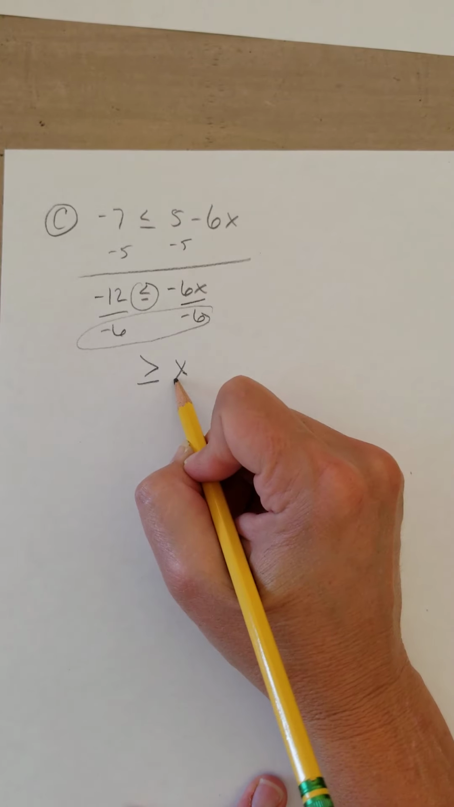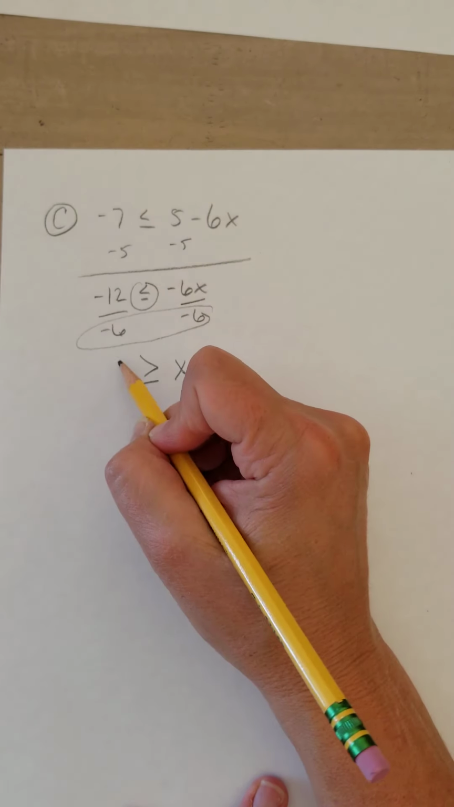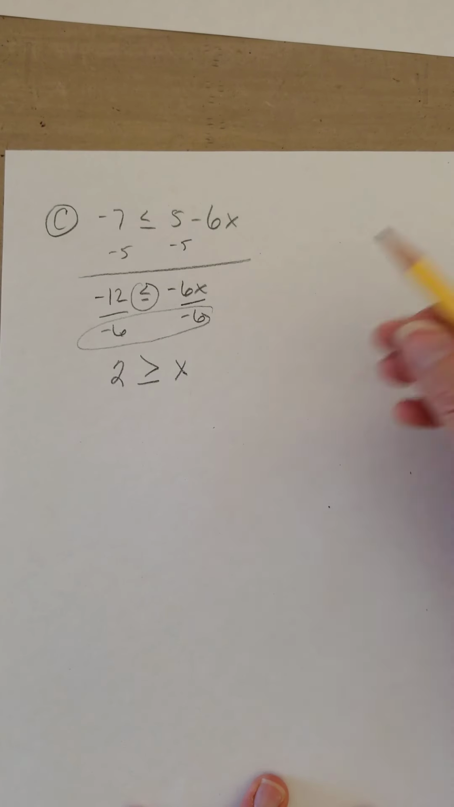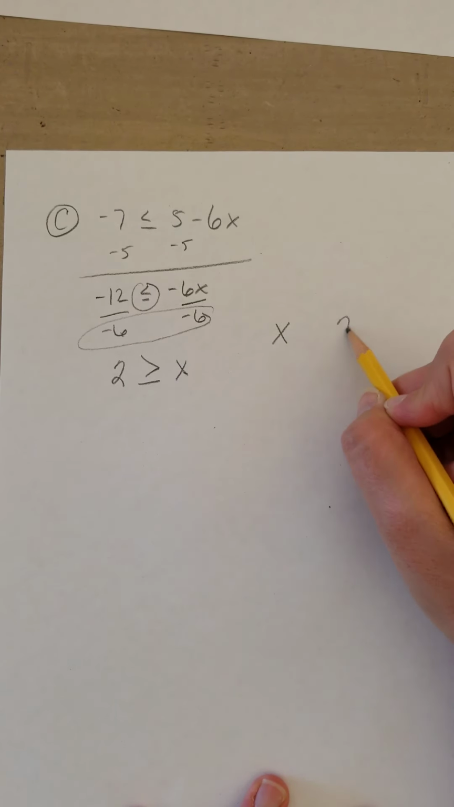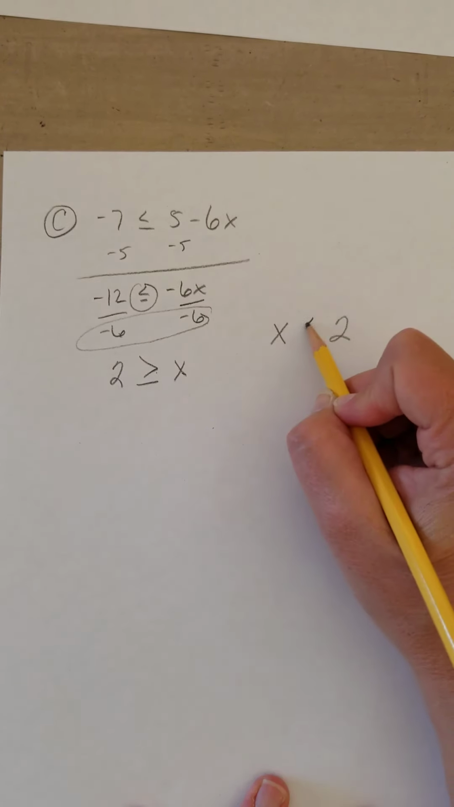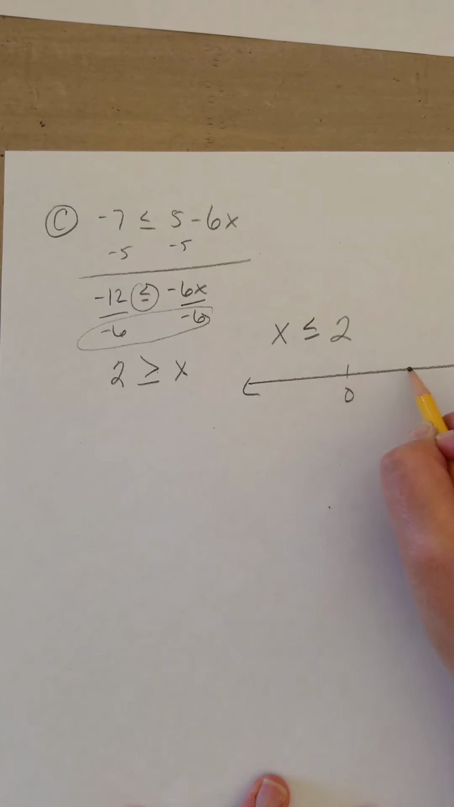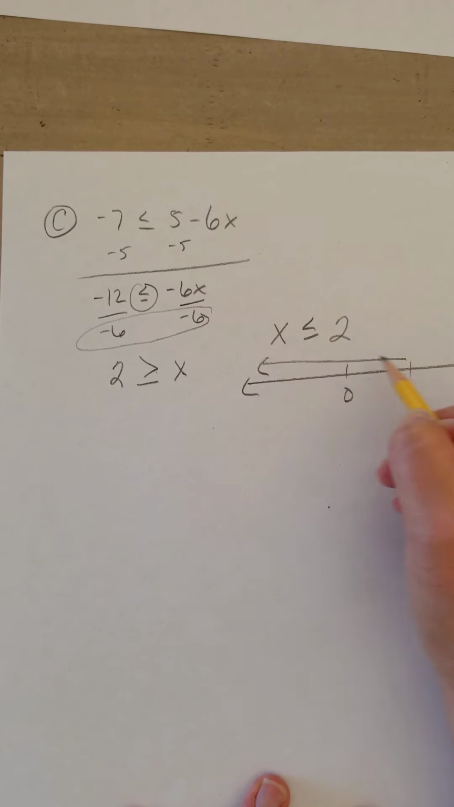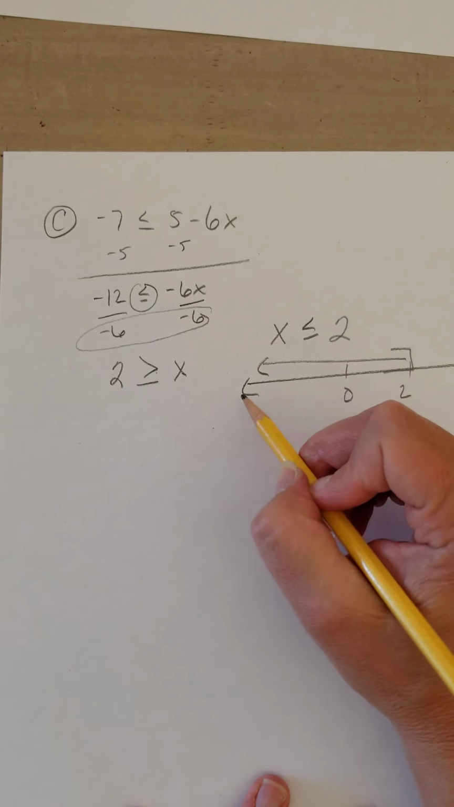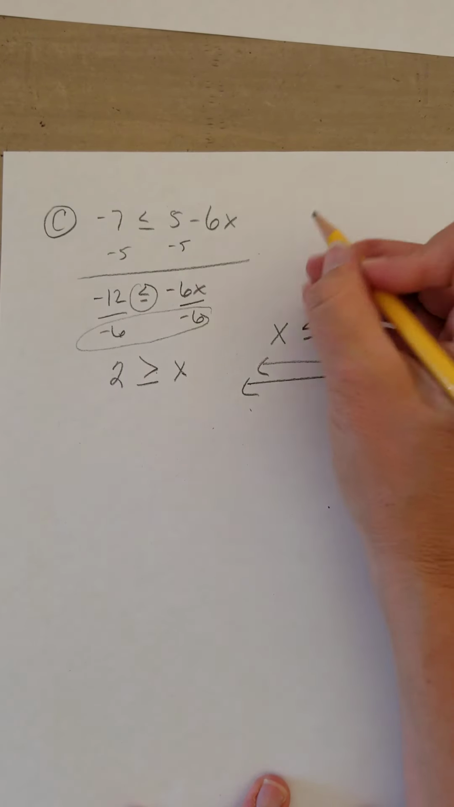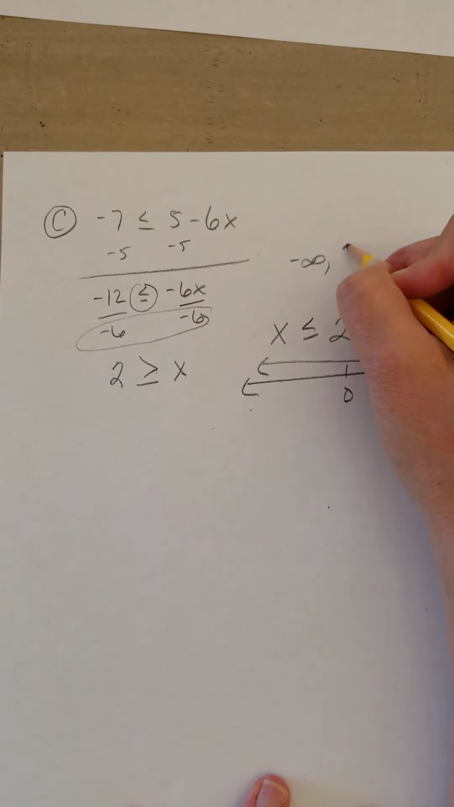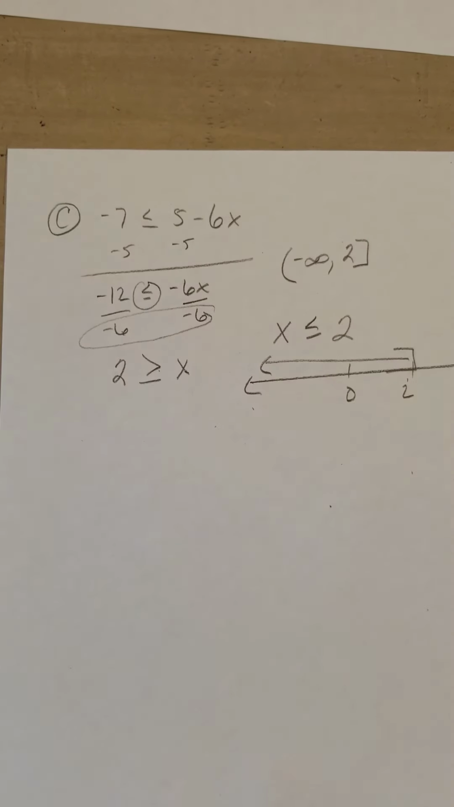So I'm going to have an x here. Negative 12 divided by negative 6 is 2. Now, just like the last one, you want the x usually first and then the number here. So it says x is less than or equal to 2. Here we go. 0, 2. x is less than or equal to 2. That would be a bracket. So going left to right, we would have negative infinity to 2, and that would be in parentheses.